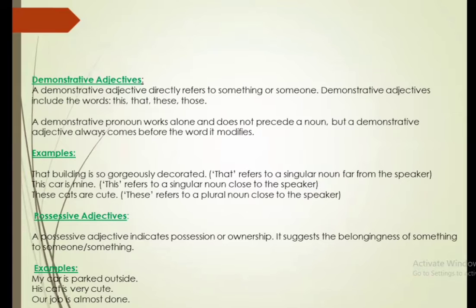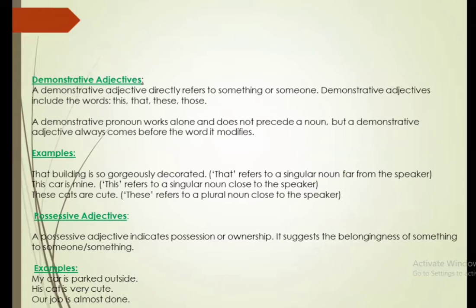Now it is time to discuss demonstrative adjectives. The word demonstrate means to point out or to refer to, so a demonstrative adjective directly points out or refers to something or someone. Demonstrative adjectives include the words this, that, these, and those. We have four demonstrative adjectives: this, that, these, and those. Look at the example: This car is mine. The word this refers to a singular noun close to the speaker.